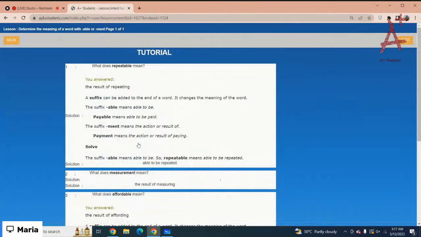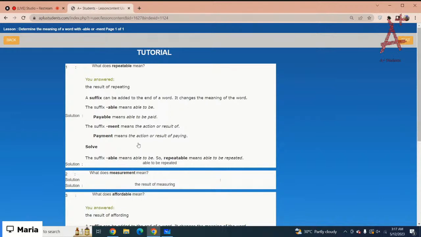A suffix can be added at the end of the word. Got it? So suffix is the end of the word. It changes the meaning of the word. The suffix able means able to be. Payable, that means able to be paid. Got it? Then you have the suffix meant, that means the action or result of. Payment means the action or result of paying. Got it?